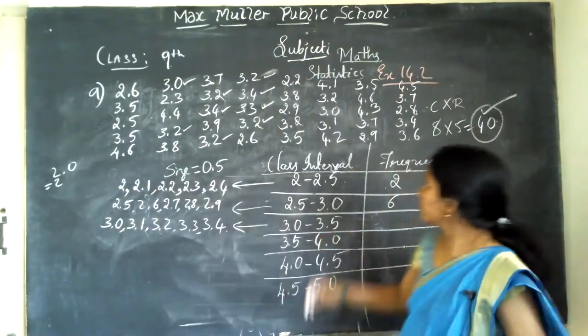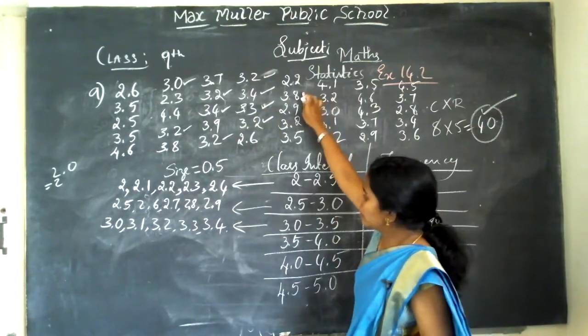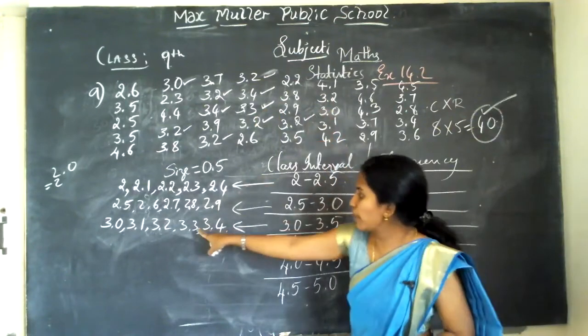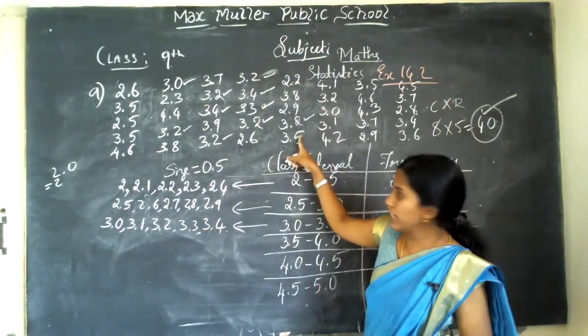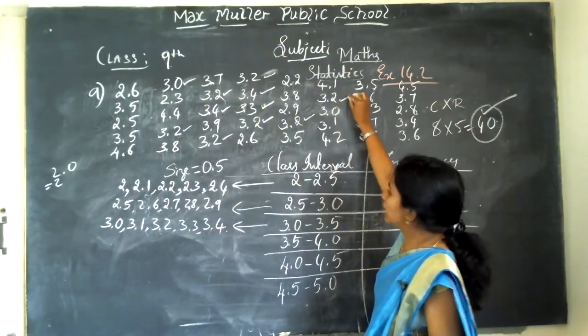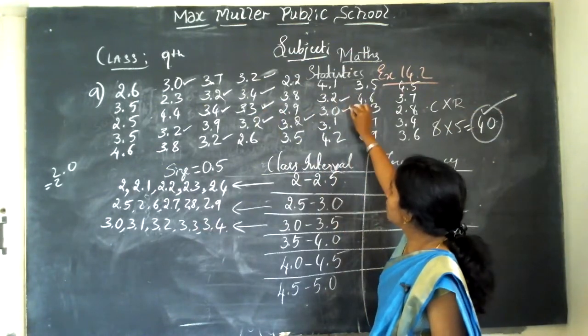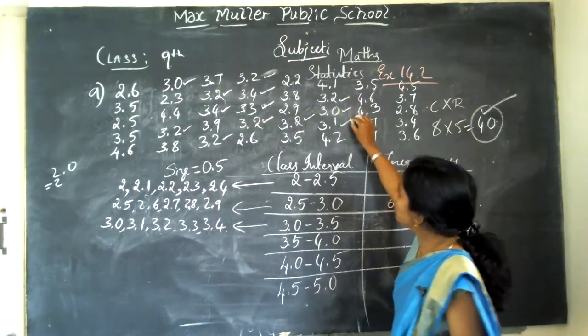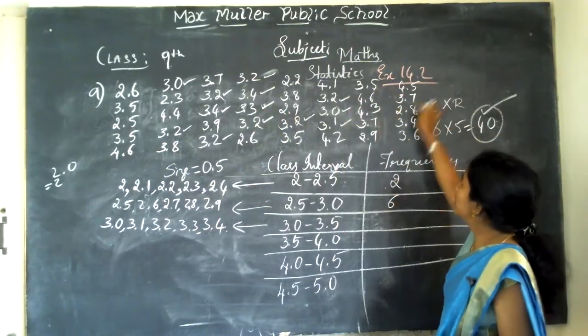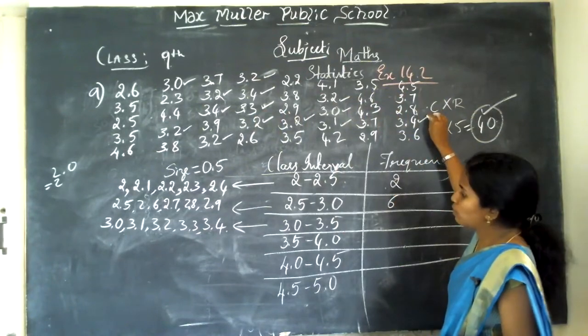Similarly, 3.8 don't consider. 3.2 you can consider. 3.5 don't consider because it will come in the next row. So next column, 3.2 consider. 3.0 consider. 3.1 also you can include. Next, 3.5 don't consider. 3.7 also don't consider. Last, 3.4.